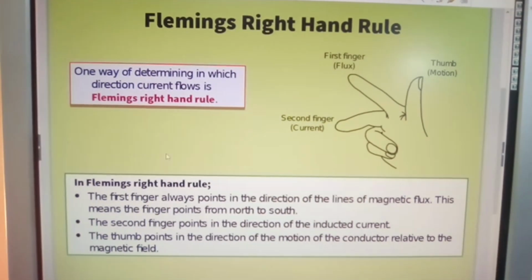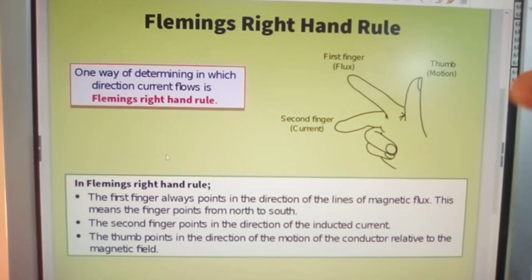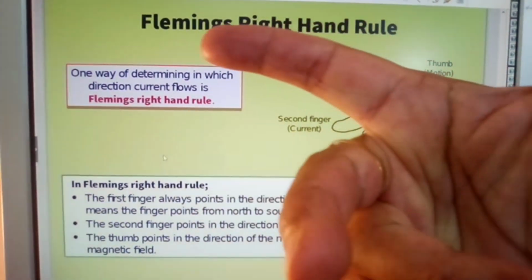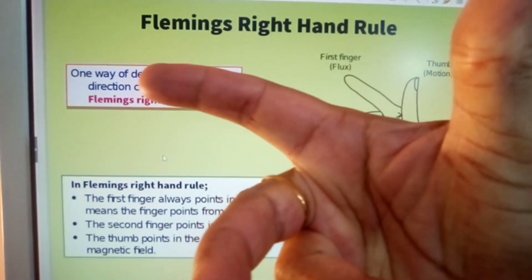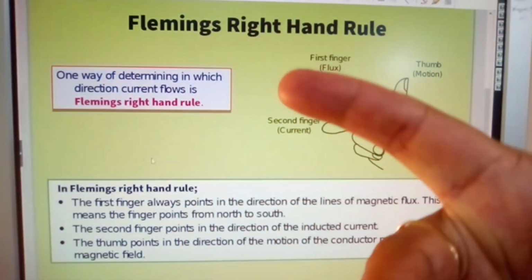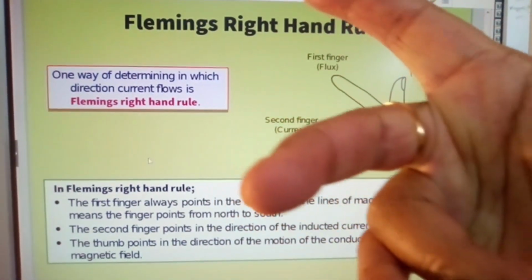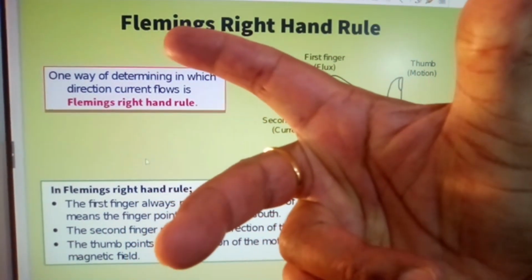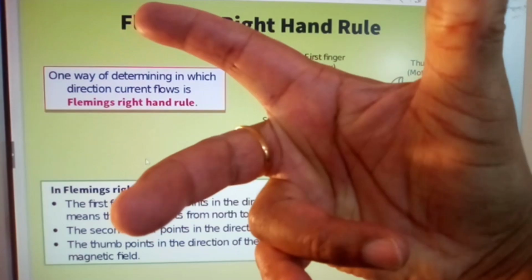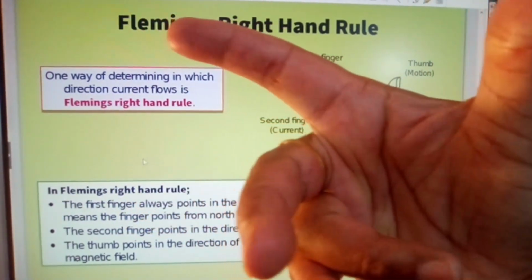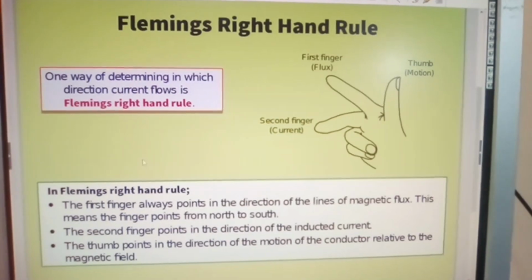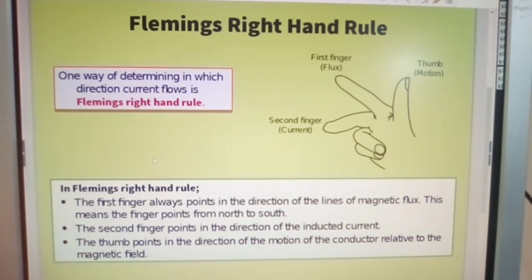Fleming's right-hand rule. Now I try to get this the right way around, and it should be about right actually, I think. So, yeah, something like that. But you try that for yourself and see if you can implement Fleming's right-hand rule.